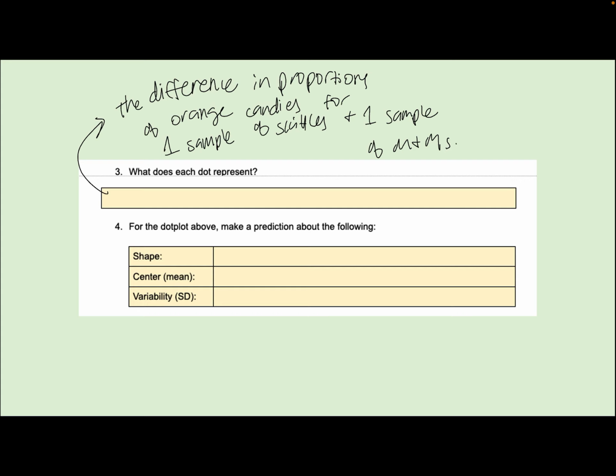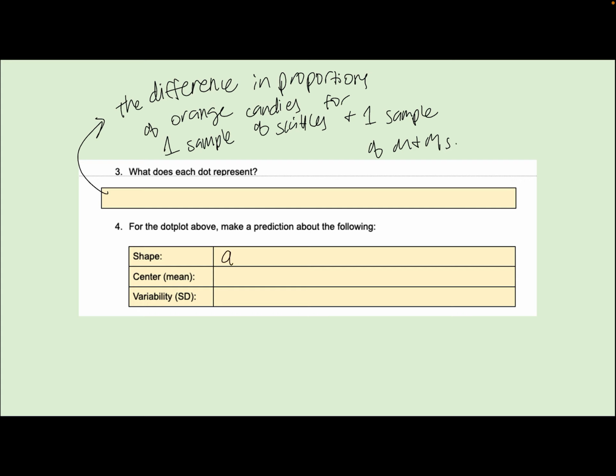All right, so I want us now to go ahead and make some estimates here. Make a prediction. What do you think the shape is? What do you think the center is? What do you think the variability might be? We're making some guesses here, and that's okay. So go ahead and pause if you haven't, and then when you're ready, hit play.